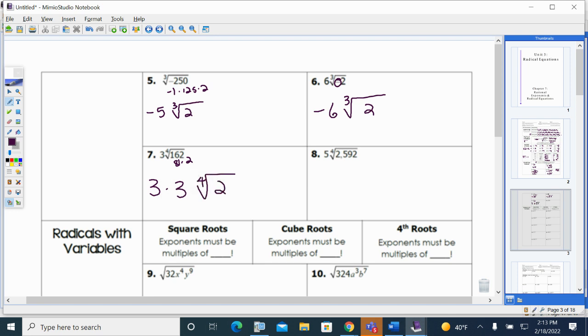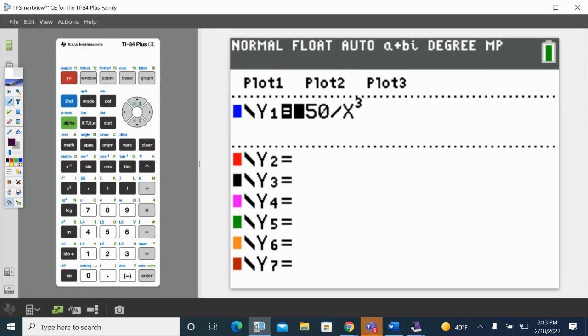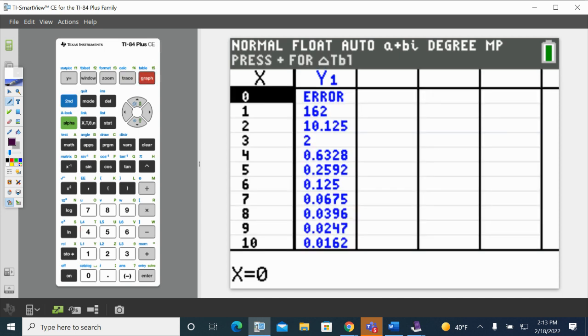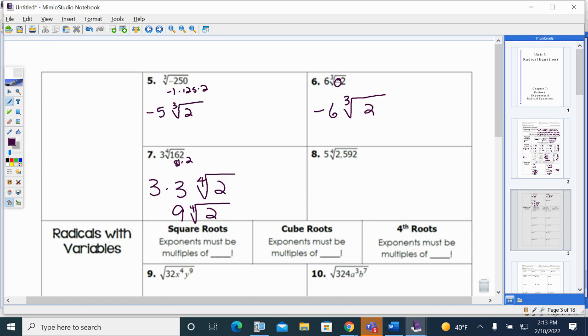And then we end up with 9 times the 4th root of 2 for our final answer. Those of you that are using the calculator, again, because it's the 4th root, when you put in the 162 divided by x, you're going to raise that x to the 4th power because the index is 4. Second graph, and there's your 3 and your 2. So you end up with the same answer.